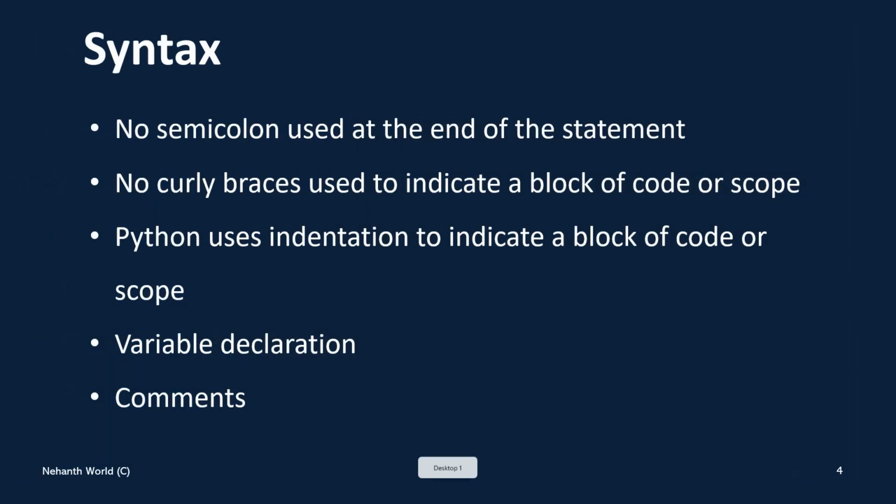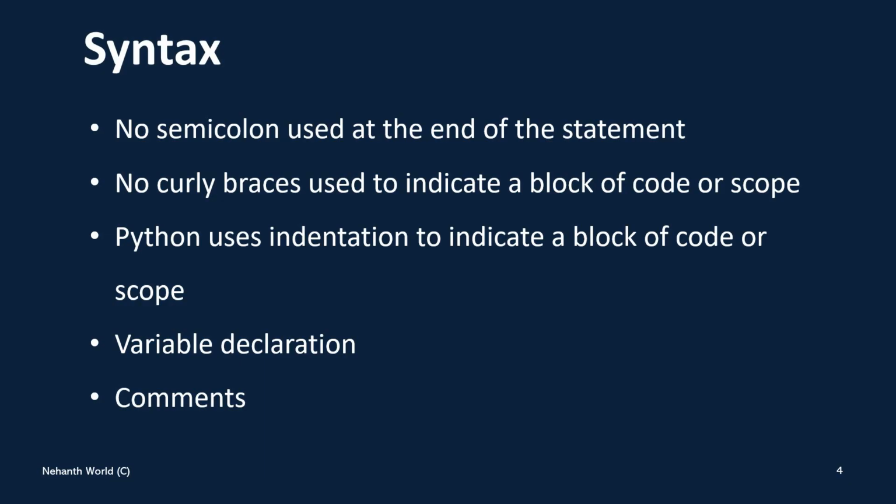That's the second and third points. So now when it comes to the variable declaration, in other programming languages, we use some keyword to declare the variables. Suppose in JavaScript, we use var keyword or let keyword, right? So in C#, we use var keyword or string, int, something else, right? But in Python, we don't use any keywords to declare a variable.